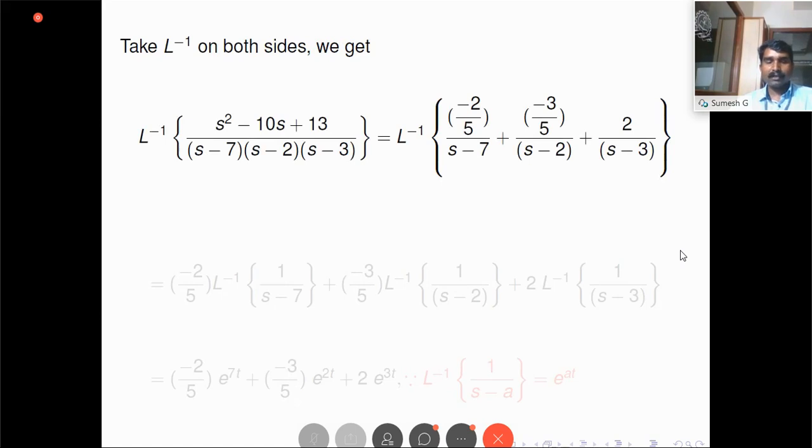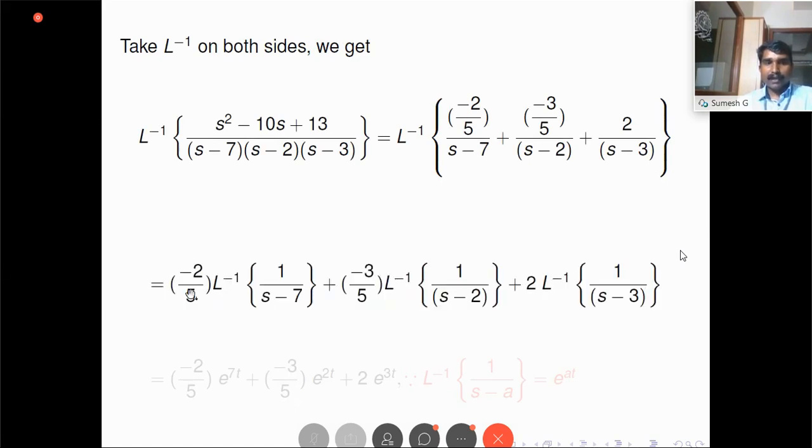Applying the linearity property, it becomes minus 2 by 5 into the inverse of 1 by s minus 7, minus 3 by 5 into the inverse of 1 by s minus 2, plus 2 into the inverse of 1 by s minus 3. These are of the form inverse of 1 by s minus a. The inverse of 1 by s minus a is e raised to at. For the first one, a equal to 7, so we get minus 2 by 5 e raised to 7t. For the second one, a equal to 2, so its inverse is e raised to 2t. For the third one, a equal to 3.